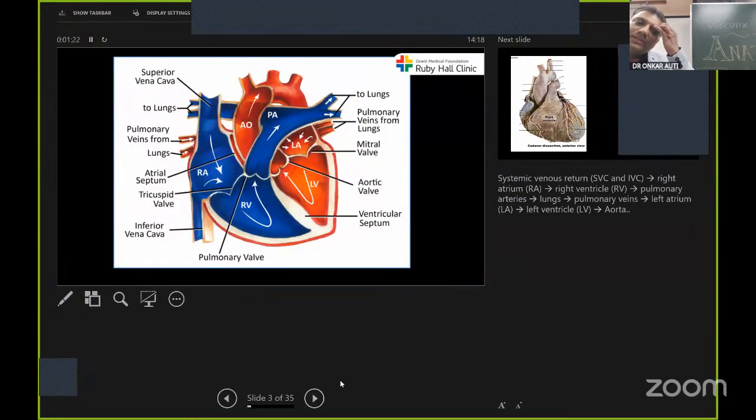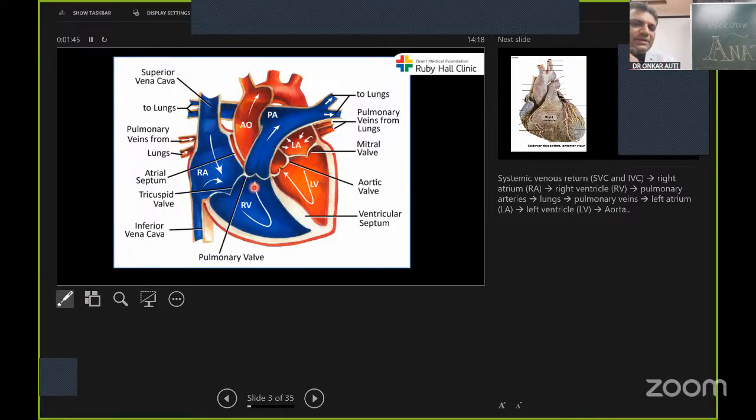Okay, so this is the schematic diagram of the heart, where you can see the larger chambers are the ventricles, the smaller chambers are the atria. These atria are the receivers of the blood. Are you able to see my cursor? No, the cursor is not visible. Okay, I'll do that.